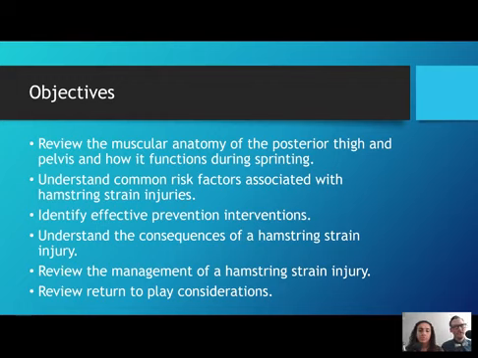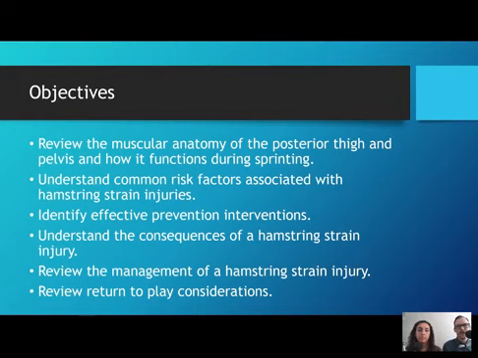The objectives of this presentation: one, we're going to review the muscular anatomy of the posterior thigh and pelvis and how that functions while we're sprinting, because at the end of the day, we need to understand what these structures are, where they are, and what their role is in one of the more risky activities when it comes to hamstring strains, and that's sprinting.